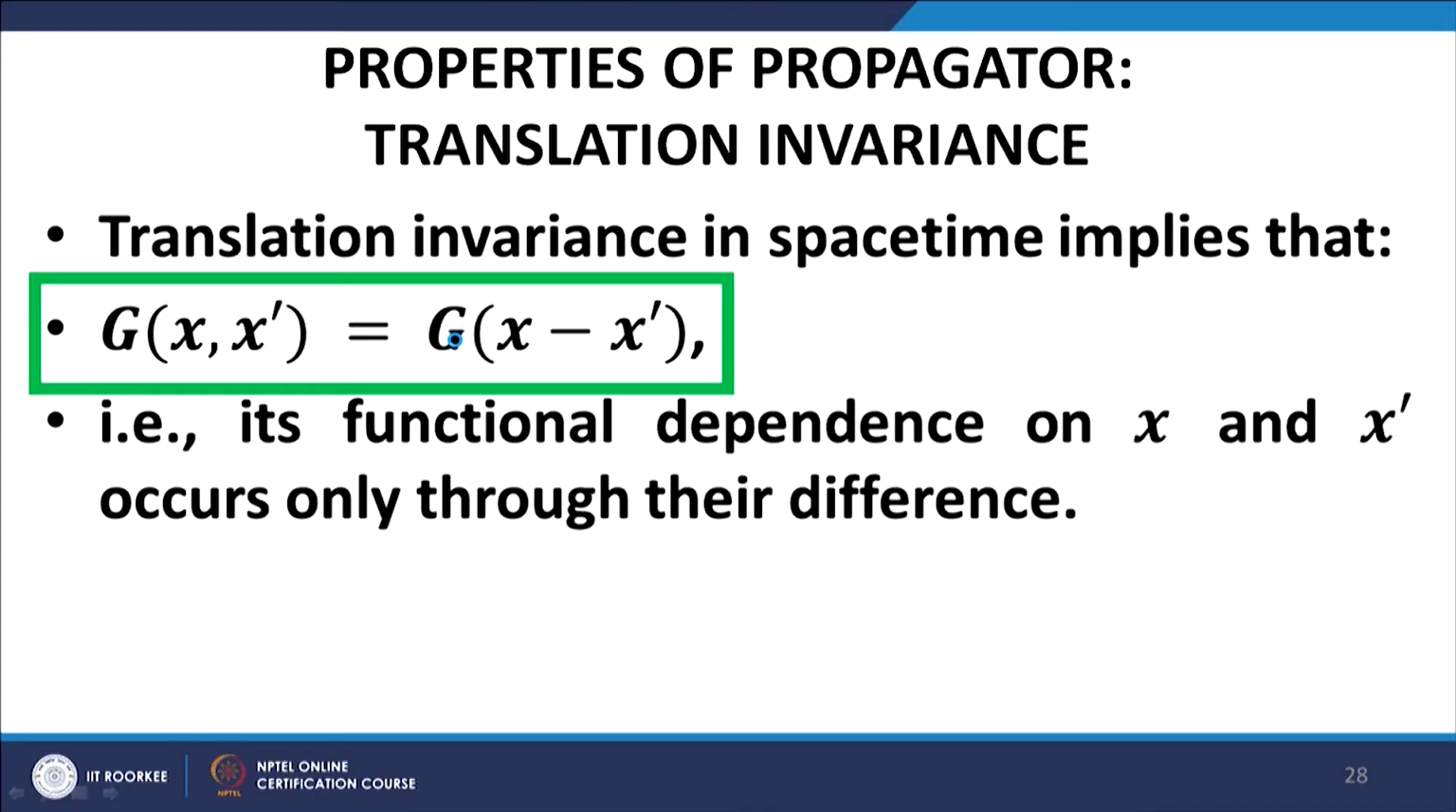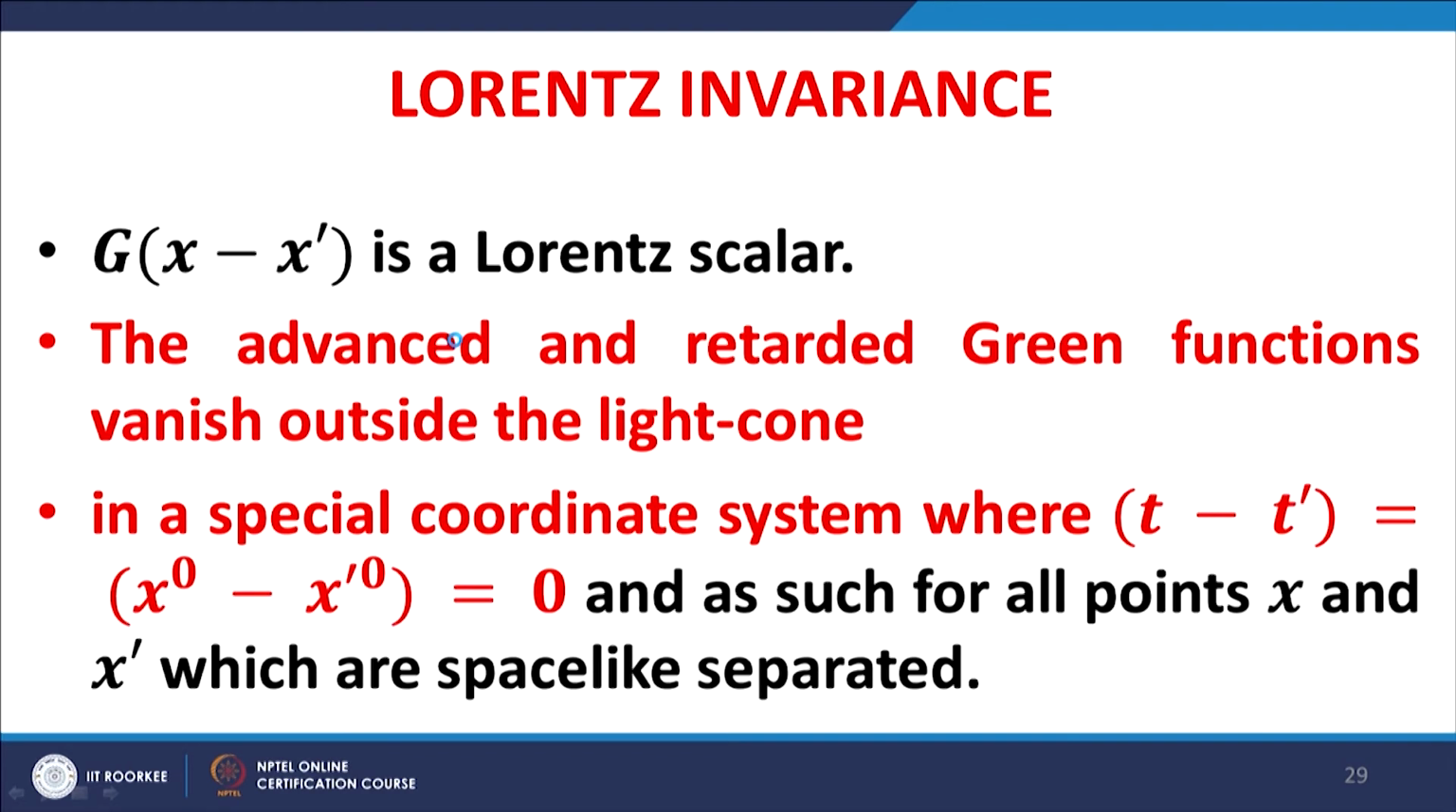Now, the propagators are translation invariant. We have discussed this in an earlier context when we talked about Euclidean space, and therefore the G(x, x') will depend only on the difference x minus x' in some sense, because of the translation invariance of the propagators. Now, the propagator is also a Lorentz scalar.